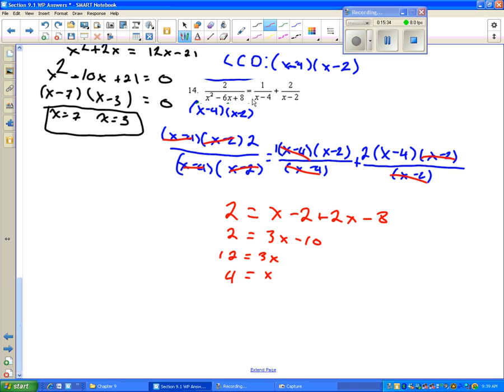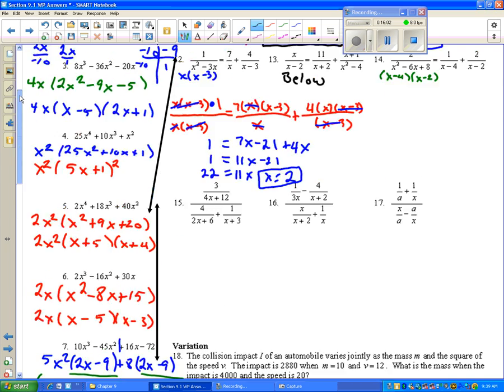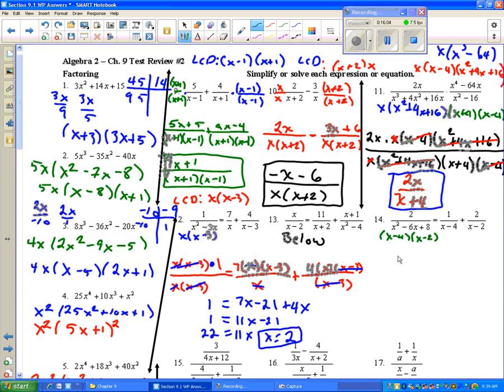But if I plug 4 into this right here, 4 minus 4 is 0. So even though I came up with one answer, I actually come up with no solution. Now on the test, I want to see x equals 4 somewhere, but I also need to see no solution. Because 4 minus 4 is 0, I can't divide by 0, so this is no solution. So that was number 14.